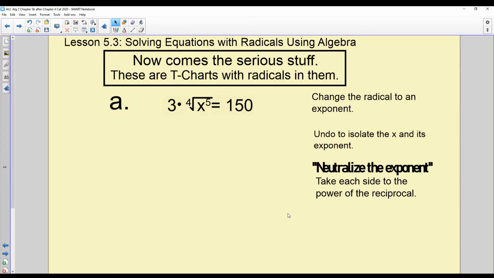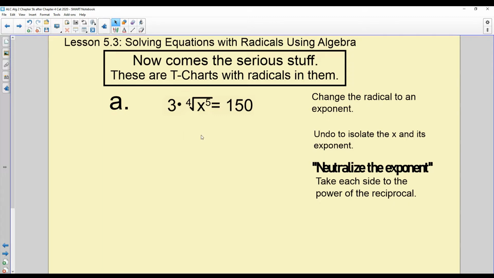We've been solving problems that have radicals in them, but no other things to undo to find x, and now we find ourselves with this times 3 in front. So I'm still going to suggest that you get this radical out here as fast as you can. Change the radical to an exponent, only because this can be very intimidating for people. So we're going to change this from the fourth root of x to the fifth to x to some power.